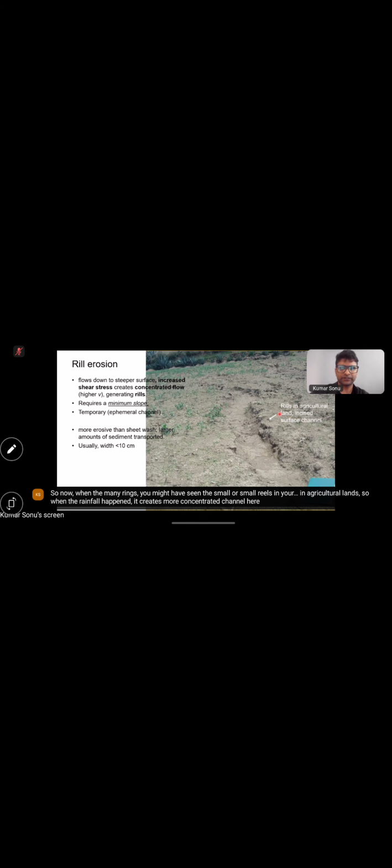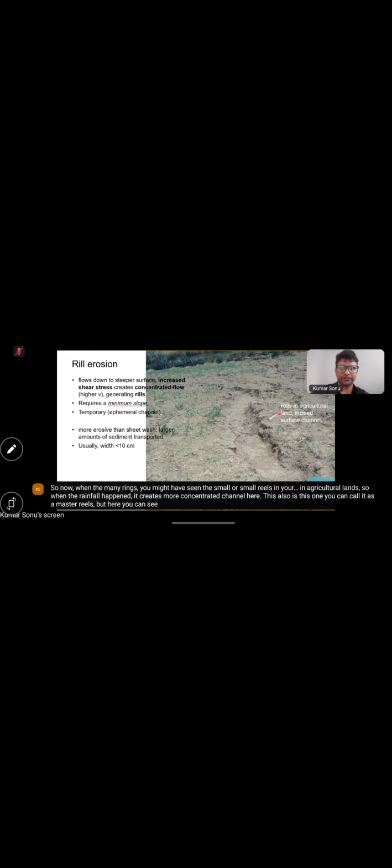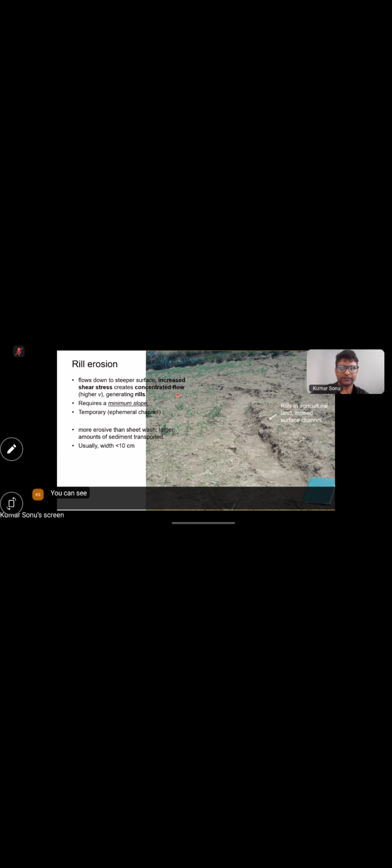Now, when there are many rills, you might have seen small rills in agricultural land. When rainfall happens, it creates a small channel. This one you can call a master rill, and here you can see the water from this sheet land surface area coming to join here. So this will create one rill. You can see many here. Here is the NTU campus.